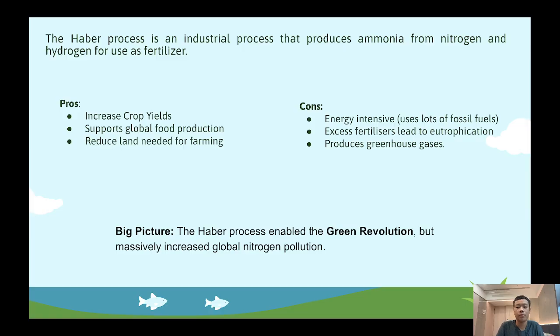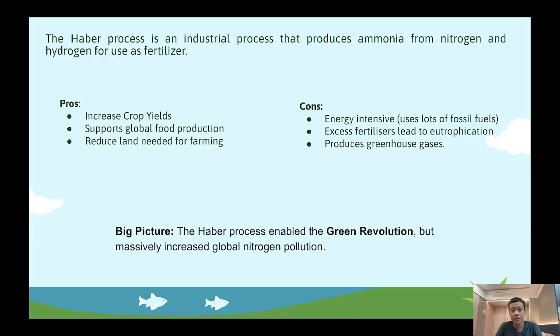So let's talk about the Haber process. The Haber process is an industrial process that produces ammonia from nitrogen and hydrogen, and it is used as a fertilizer. The pros of the Haber process are that it increases crop yields, so we don't have to wait 6 months every time for the soil to become fertile for us to plant. It supports global food production, obviously, and reduces the land needed for farming.